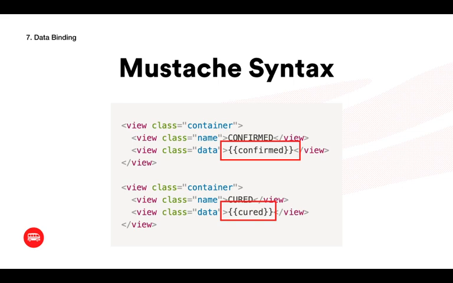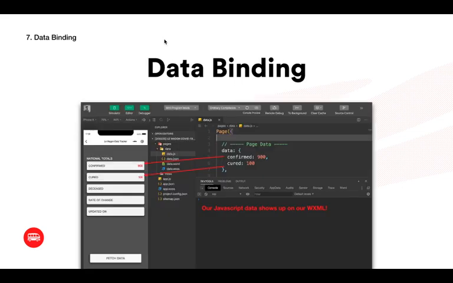Now, where does that word come from? As you can see in the red square here, around confirmed, you have these double curly braces. These double curly braces are indicating that whatever content is in them is considered to be JavaScript, really. And even more specific for our circumstance, it is a JavaScript key that is in our page data. So if we go back, we have data, a confirmed key, and a cured key. The value of our confirmed key is 900. The value of our cured key is 100.